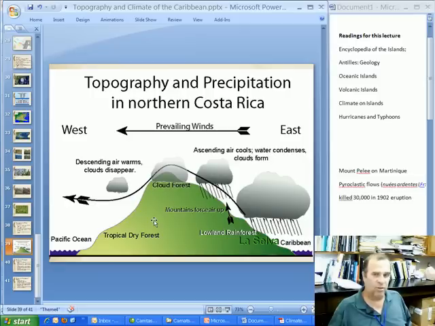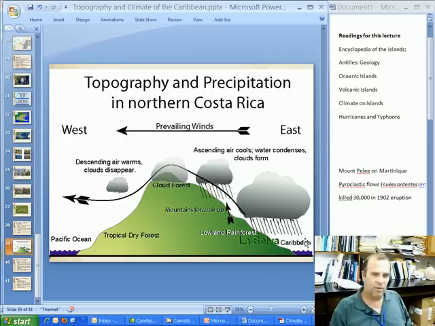If you look up at El Tacuche on a day when it's nice and bright and sunny, El Tacuche may have a nice cloud cap sitting on top of it. And this is the result of that. And therefore, El Tacuche has a cloud forest on top of it.